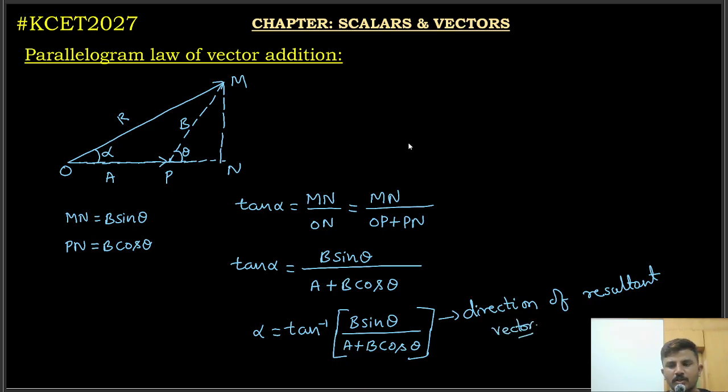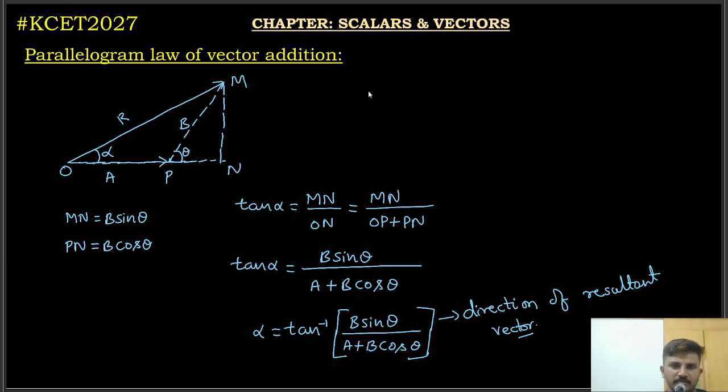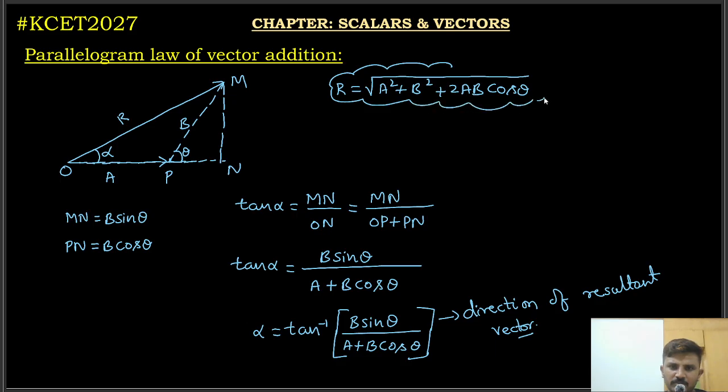Okay. What about the previous derivation? This R gives the magnitude of resultant vector. R is equal to square root of A square plus B square plus 2AB cos theta. This gives you the magnitude of resultant vector.